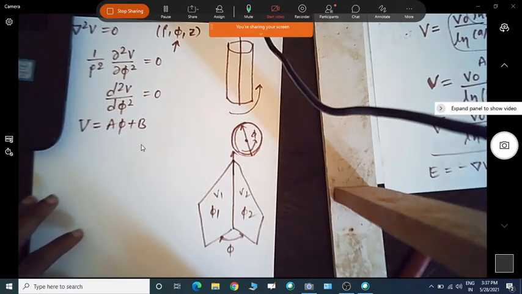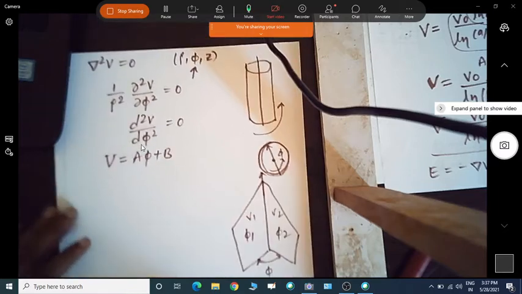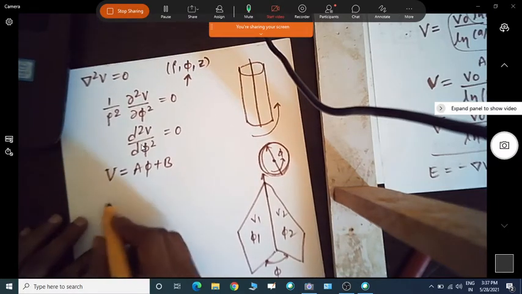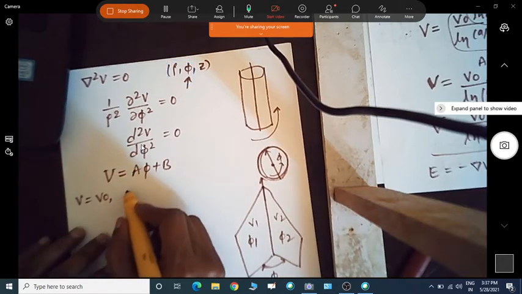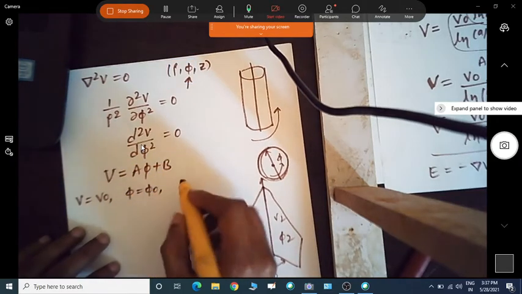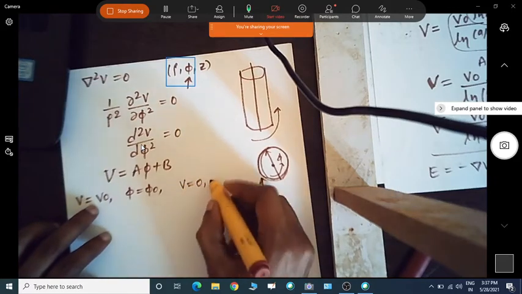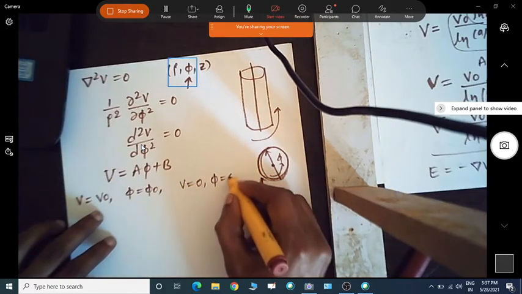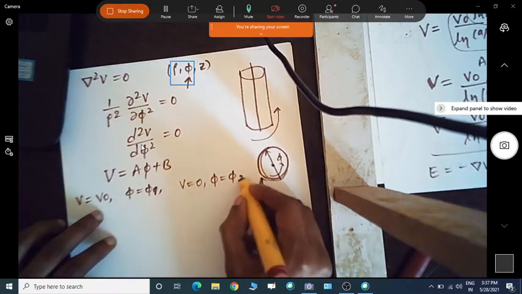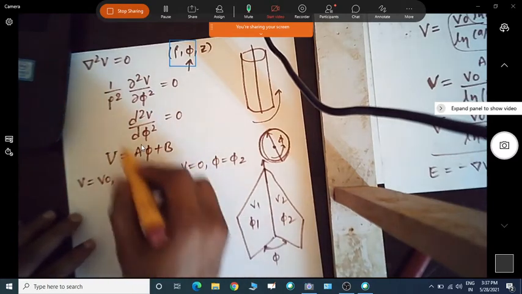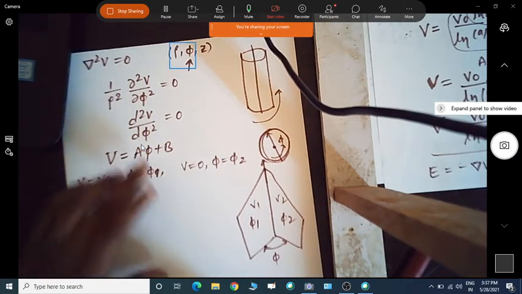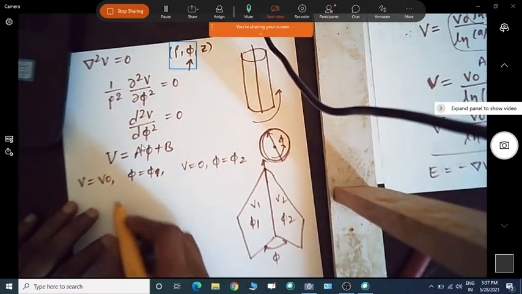Okay, so that is what we are going to get. Now if we have the boundary conditions, generally we can apply v equal to v naught at some phi equal to phi naught, and v equal to 0 at some other phi, or we can take phi 1 and phi 2, so in general. Now if I apply these boundary conditions, we will have the general solution for this.